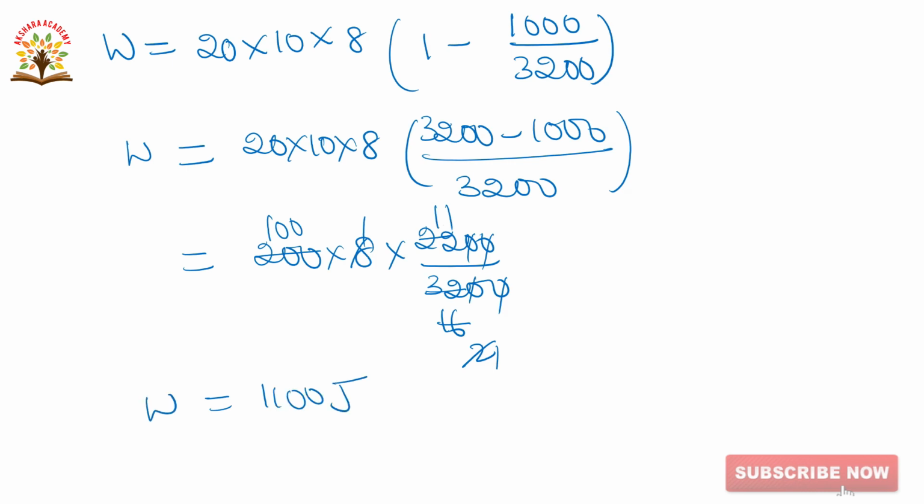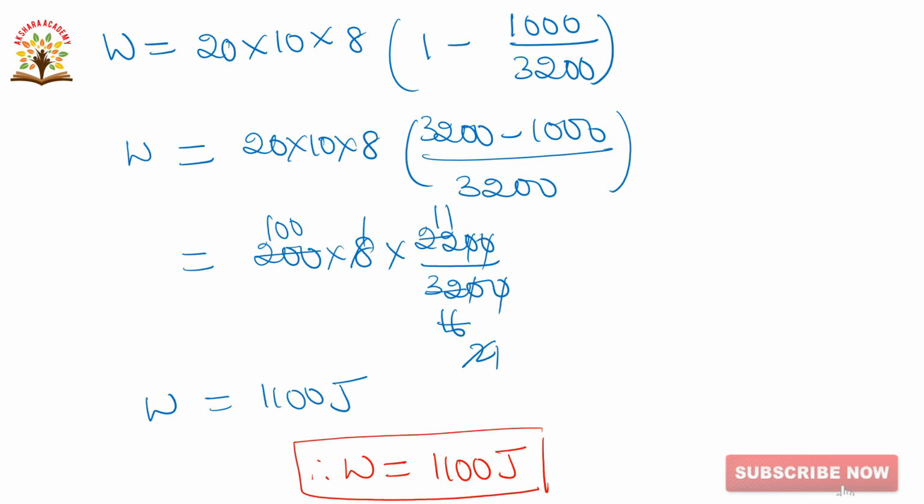So therefore the work done in lifting a body of mass 20 kilogram and specific gravity 3.2 to a height of 8 meters in water is 1100 joules. Okay, this is the final answer. Next we'll go to the next question.